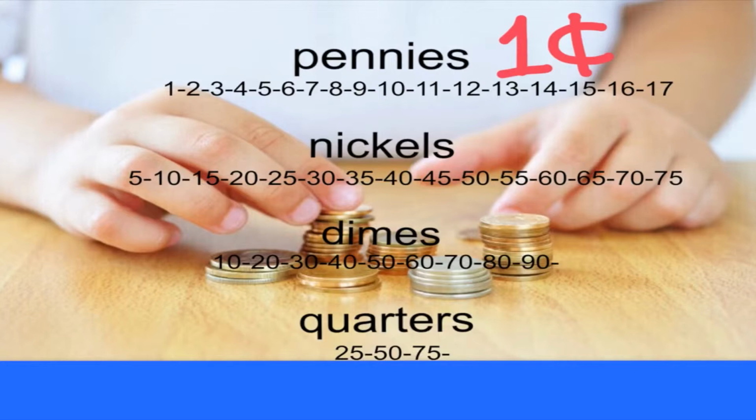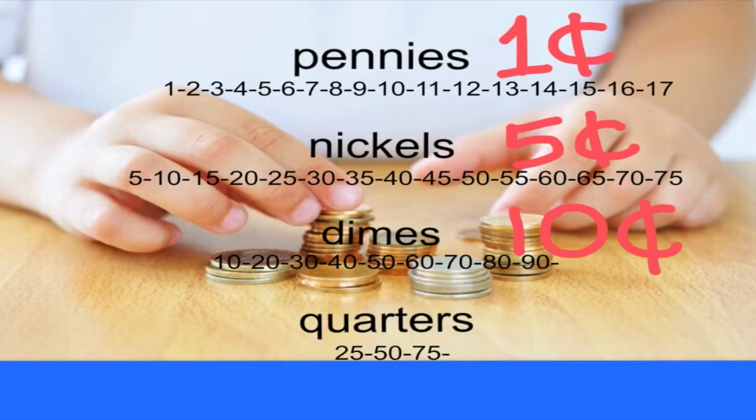So pennies are 1 cent. Nickels are 5 cents. Dimes are 10 cents. And quarters are 25 cents.